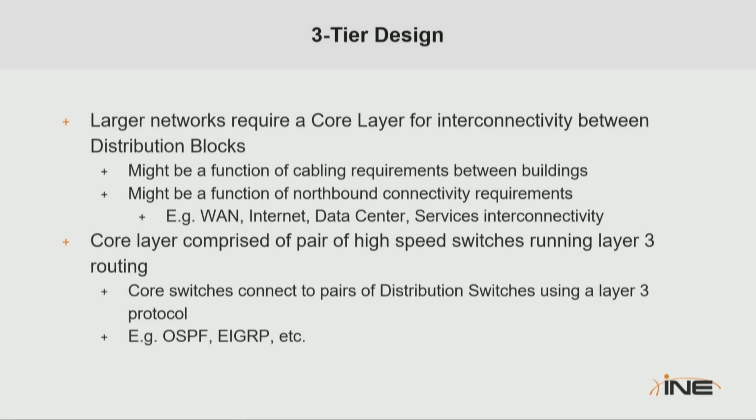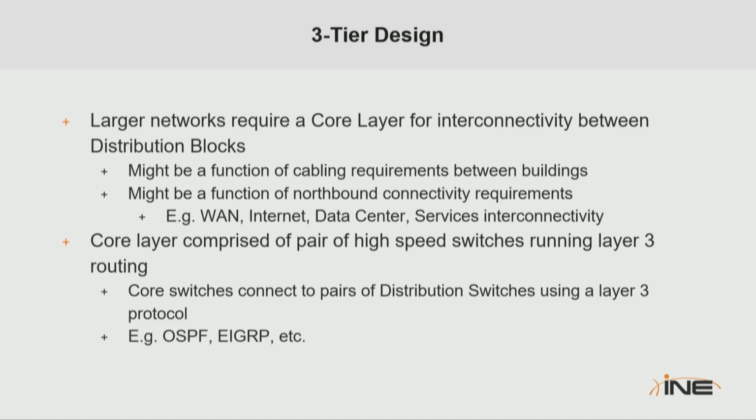Okay, as the network starts to grow though, larger networks are going to require a core network for interconnectivity between the distribution blocks. So this might be a function of the cabling requirements between buildings, where it might be administratively prohibitive to run the amount of fibers that we need to connect the distribution blocks directly together. Or it might be a function of the northbound connectivity requirements, meaning the WAN or the internet. As we start to overload the individual distribution block, we might need to separate these into the core connectivity of the core block.